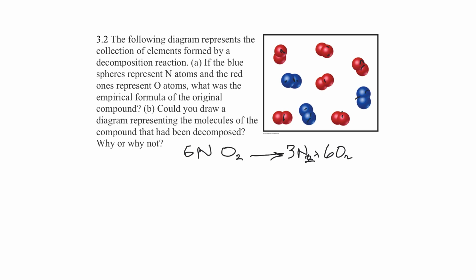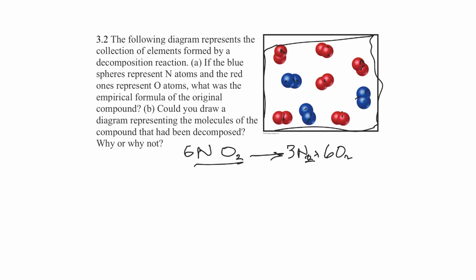So this is the original. The original that would have broken down into this picture would have been N and O. There's twice as much O, so my formula is NO2. Then I have to count and say how many N's do I have, how many O's do I have, and then realize that I have 6 of these molecules, 6 of them.